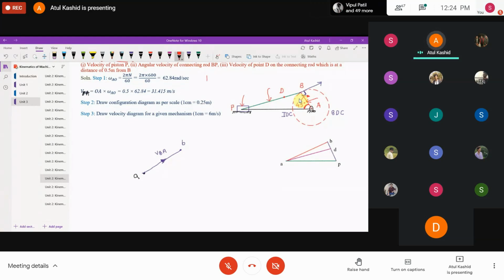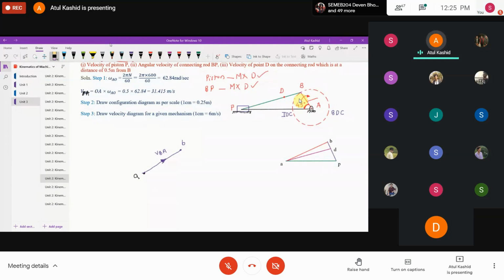So for example, for the piston and the link BP, what is the problem? Magnitude is not known, but direction is known. Here also for the link BP, magnitude is not known, but direction is known. How is direction known? If you consider the link BP, the direction will always be perpendicular to that link. So this will be the direction. And what about the piston? We know if the crank rotates, the piston is going to move horizontally. So its direction will be horizontal.